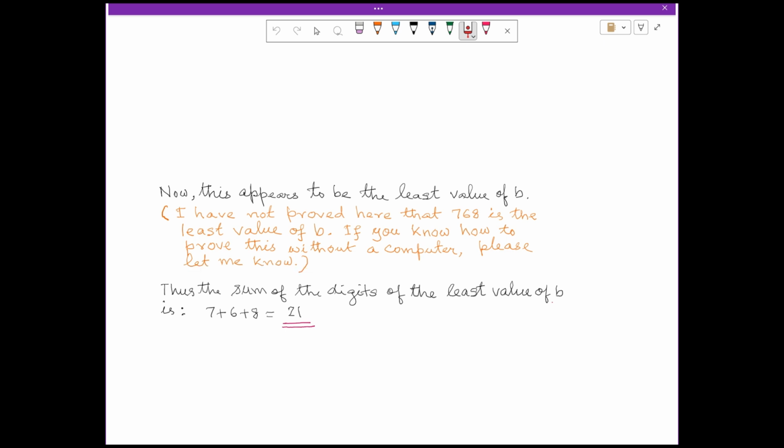Now, if 768 is the least possible value of b, then the sum of its digits is 7 plus 6 plus 8, and that is equal to 21.